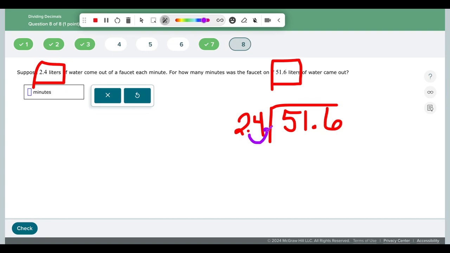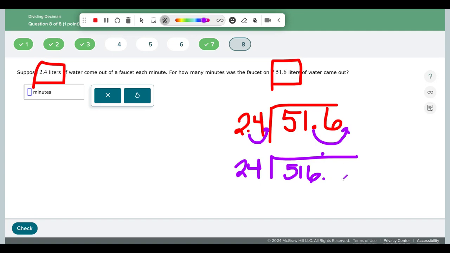So I'm going to hop it once to the right. And if you do it there in your divisor, you have to do it once here at your dividend. So now I have the whole number 24 on the outside as my divisor, and this number is now 516. Okay, I got rid of my decimal points altogether. Technically, it's sitting right there, so if I want to bring it straight up, I can.